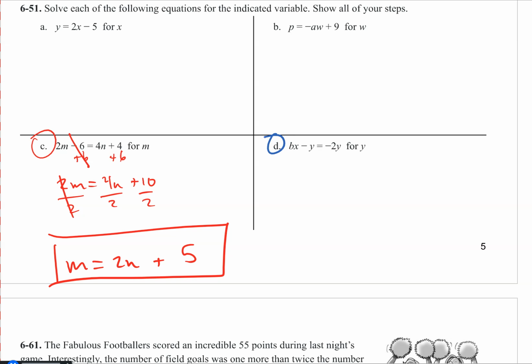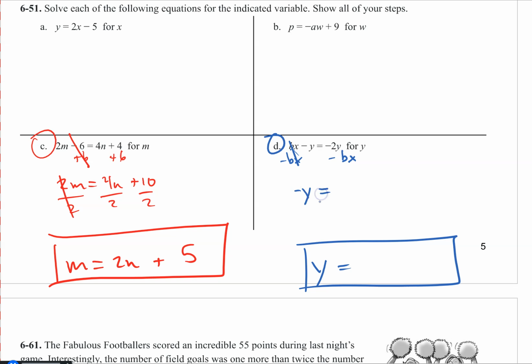Let's do D, solve for Y. So my answer is going to be Y equals. Okay, start by moving the BX over, subtracting BX from each side. Negative Y, the negative sign belongs to the Y, be careful. Negative y equals negative 2y, take away bx. Now to get just y instead of negative y, the trick is flip all the signs. So this is y, this becomes 2y, and this becomes plus bx.